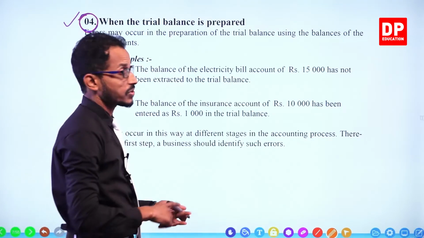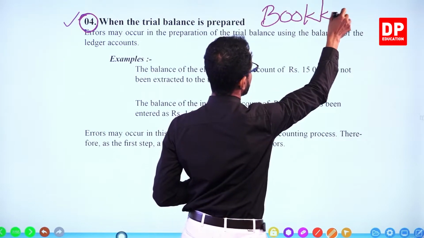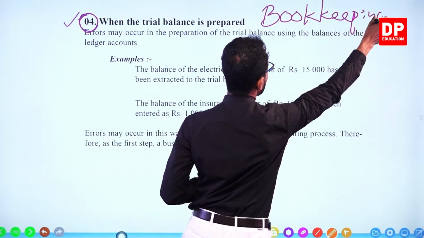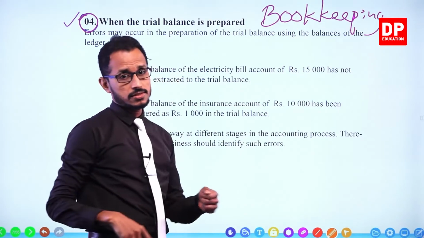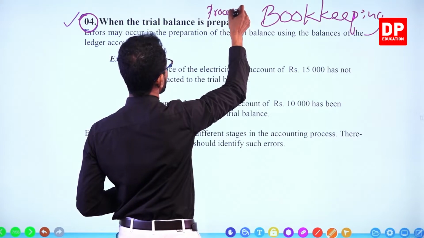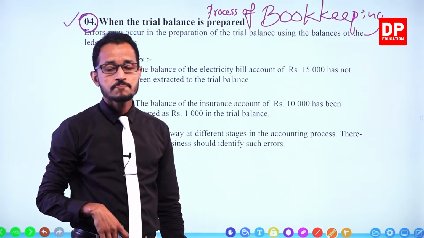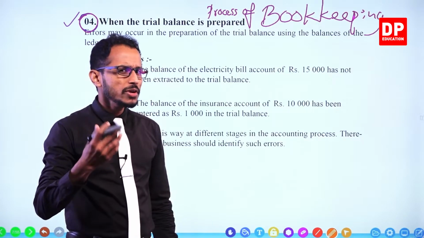If you can remember, that's very good. Bookkeeping. If you can remember, I'm really happy. Bookkeeping process. The process of bookkeeping. We talked about the bookkeeping process.